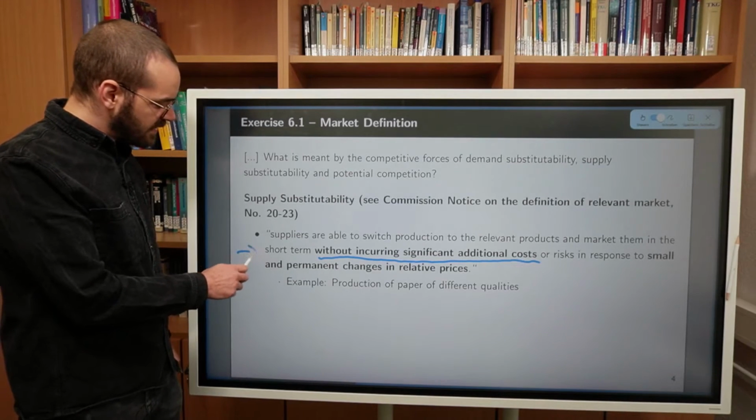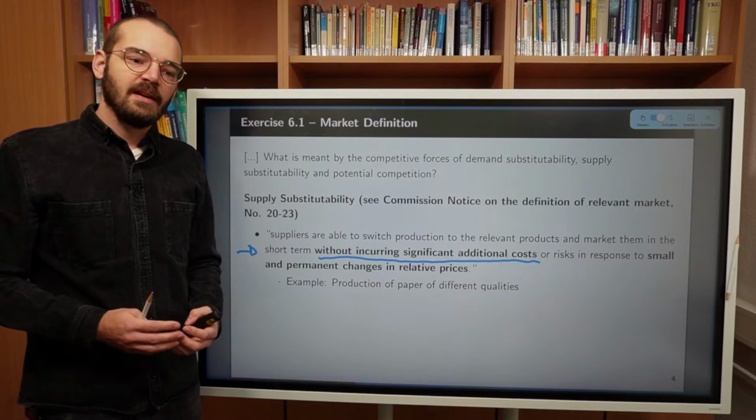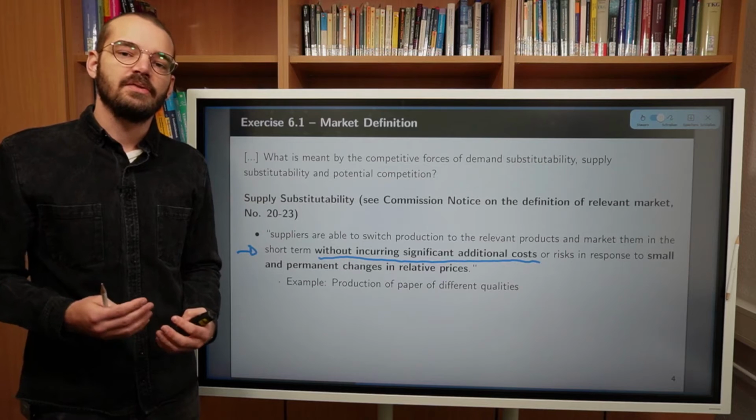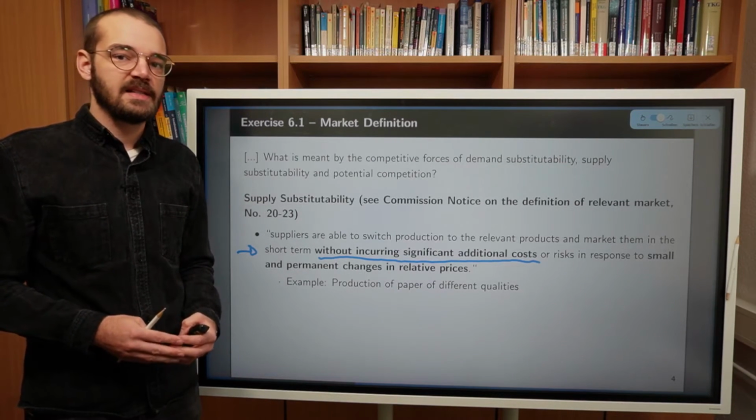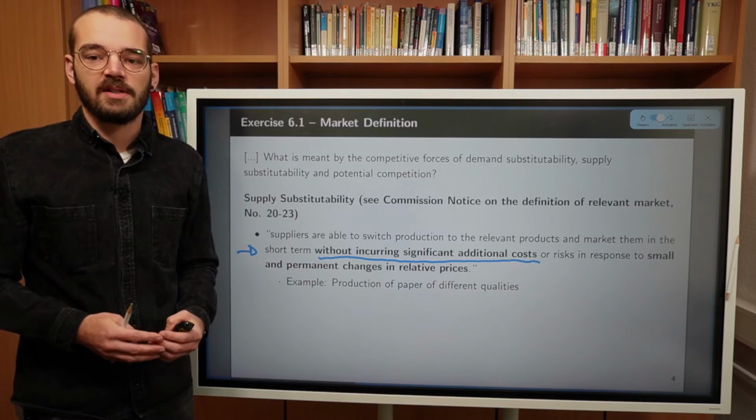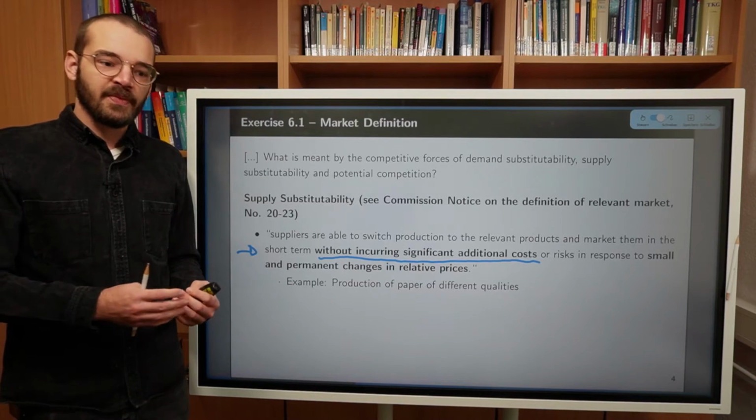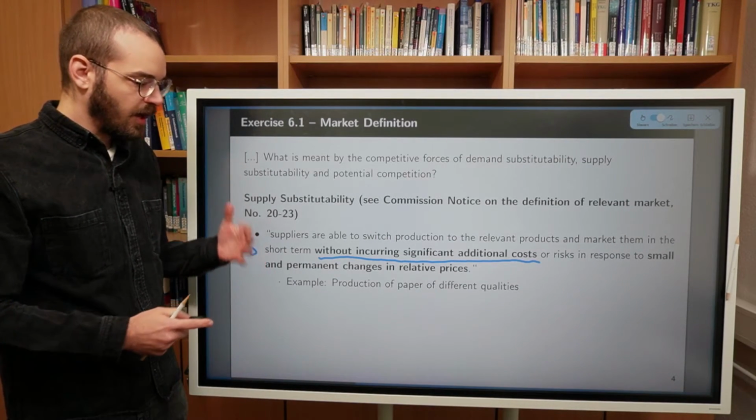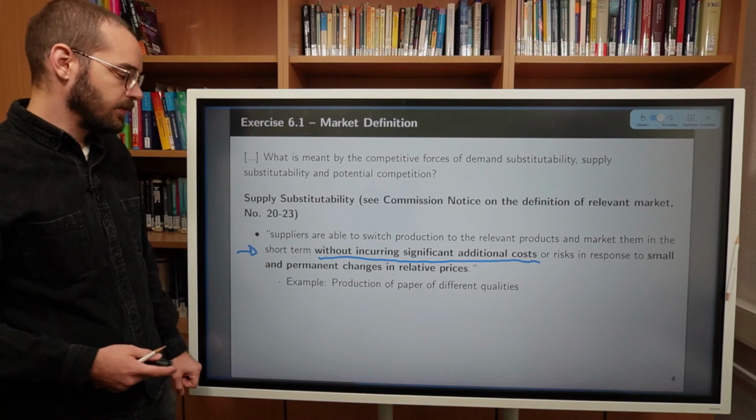So what this means is, of course, supply substitutability captures to what extent firms are able to strategically react towards small but permanent changes in prices, in the sense to what extent can they simply switch products, switch market, or draw similar measures in order to avoid loss in profits due to changes in prices or similar, or reductions in prices and similar.